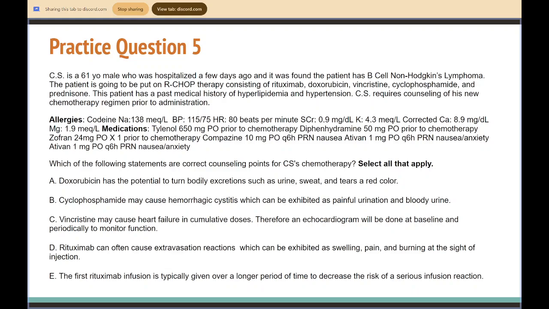So please remember that this is a select all that apply. And this practice question 5 touches areas 2 and 3. Area 2 is identify drug characteristics, and area 3 is develop or manage treatment plans.